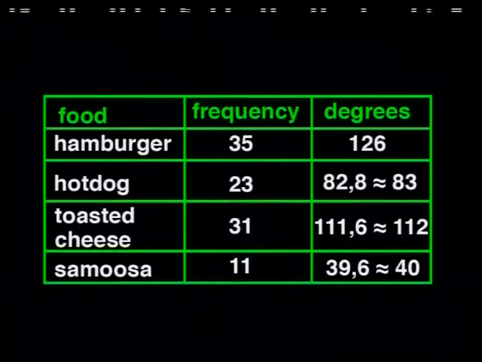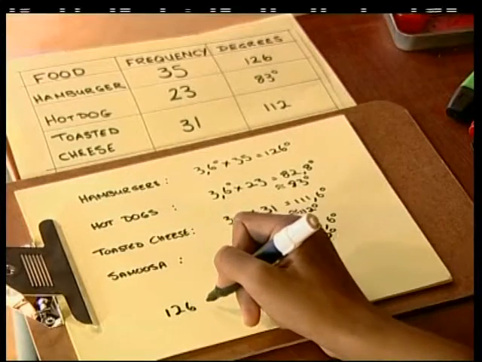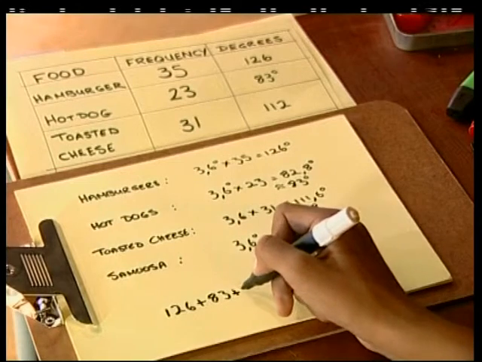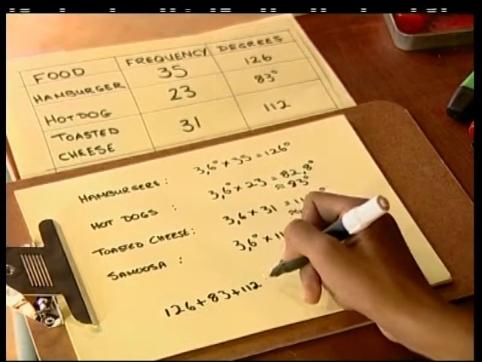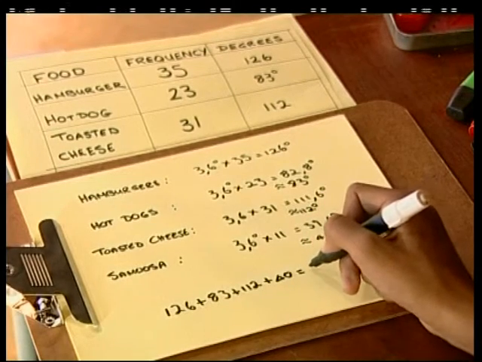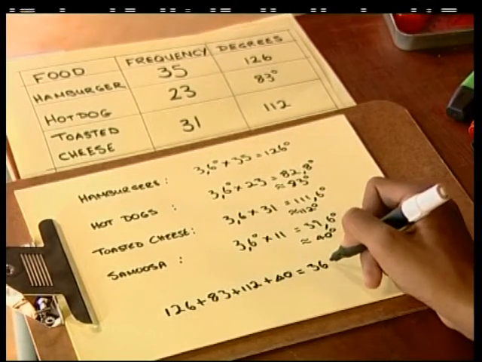Right, now that we've got all these degrees for our foods, is there some way that I can double check my answers? Of course. Check that all the angles add up to 360 degrees. Okay. 126 plus 83 plus 112 plus 40 equals 361. Oh no, I must have made a mistake somewhere.